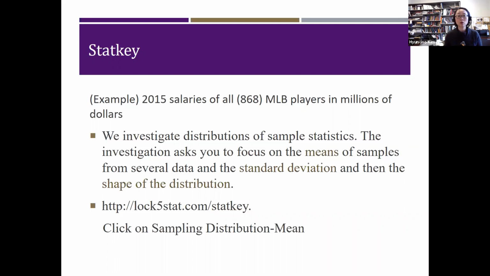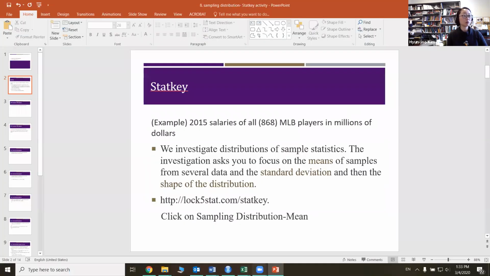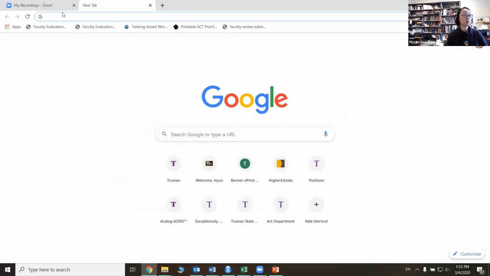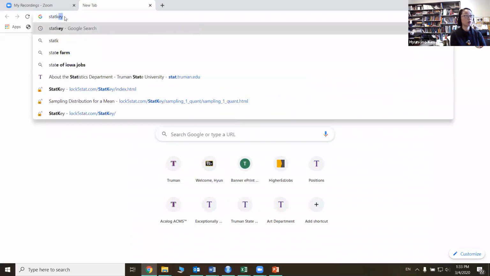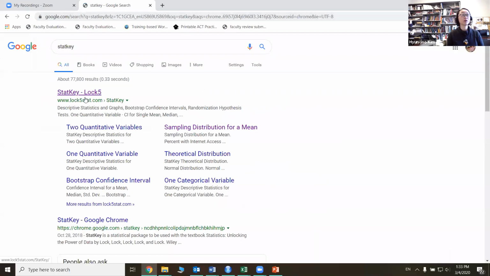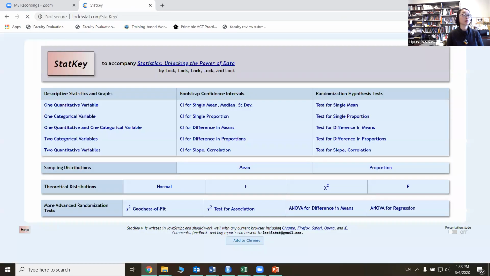So this Statkey is available on this website. So we're going to just copy and paste that on your web browser, and then you can get to that website. Or if you don't even want to do that, in Google, just type Statkey, and the very first result will be the Statkey one. So you just click that one. And then you will have this initial window looking like that.